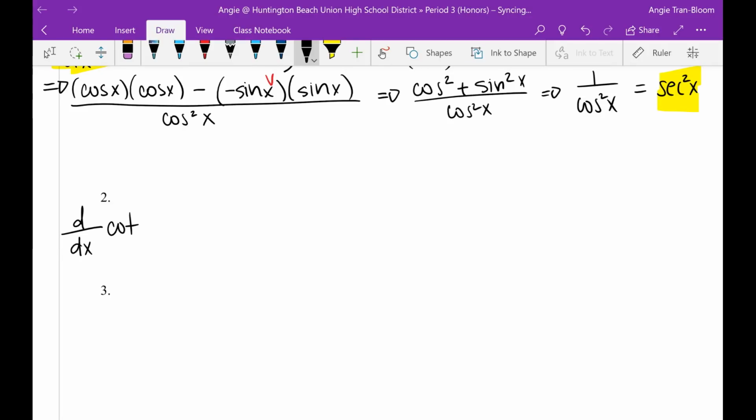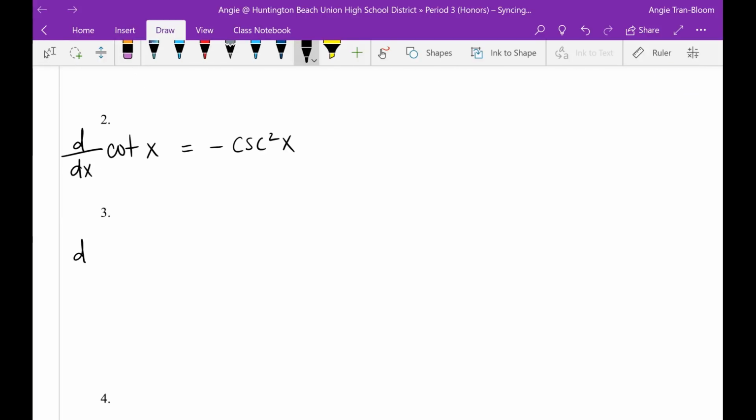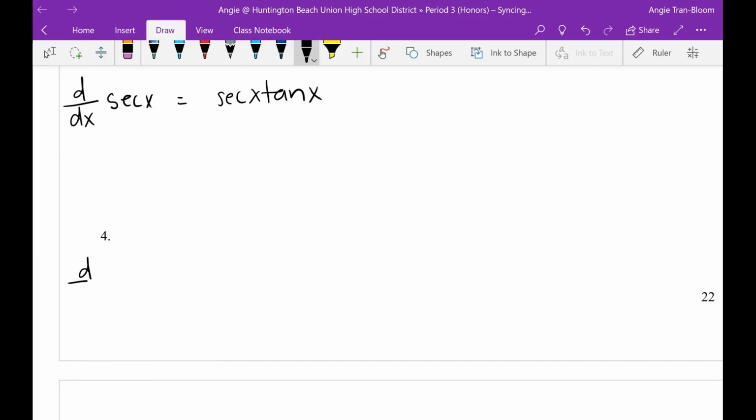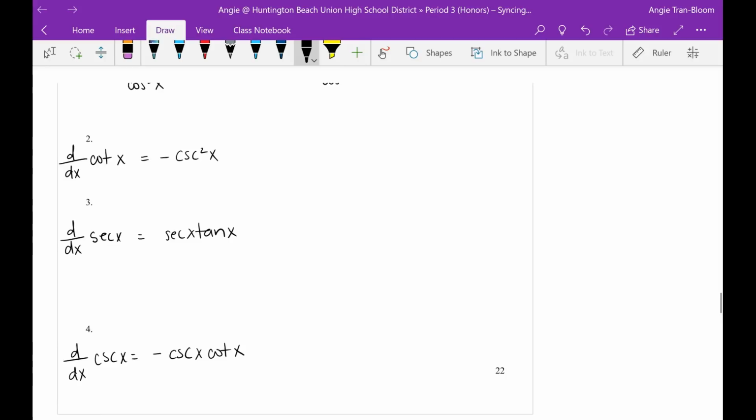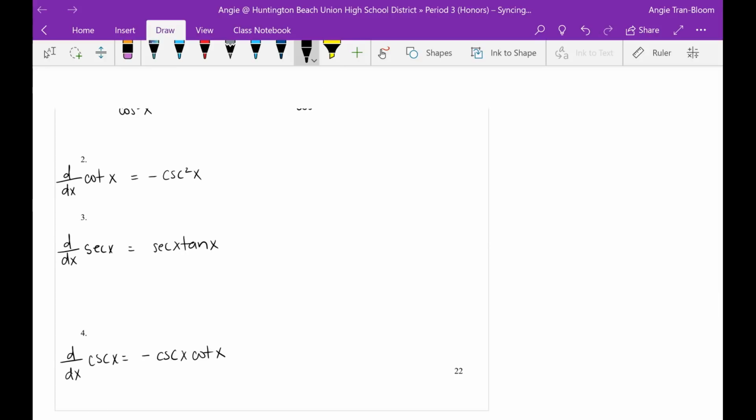The derivative of cotangent of x is going to be negative cosecant square of x. Yes, memorize that. And the derivative with respect to x of secant of x is going to be secant of x times tangent of x. And the last trig function, the derivative of cosecant of x is going to be negative cosecant of x times cotangent of x. So these are the remaining 4 trig functions that you have to know.